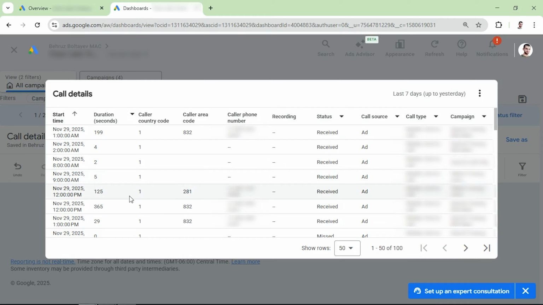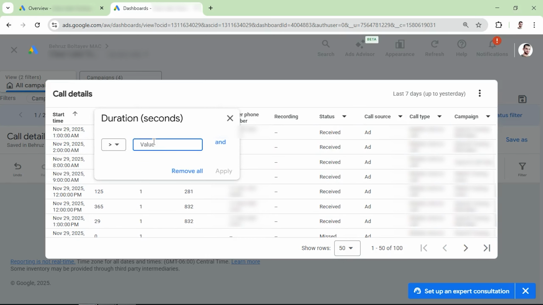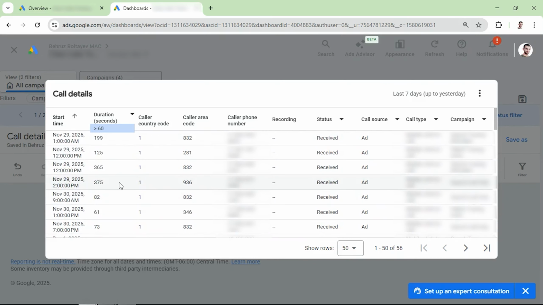This may not include all the phone calls we generate. Mostly it includes calls happening directly from the ads, but sometimes it can also include phone calls happening from the website as well. You can filter them by going to the filter section, and let's say we're going to filter the phone calls more than 60 seconds. As you can see, we have 56 phone calls that are more than 60 seconds. So that's one way of analyzing the quality of the phone calls.